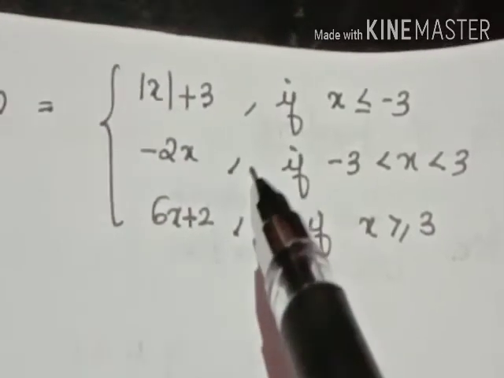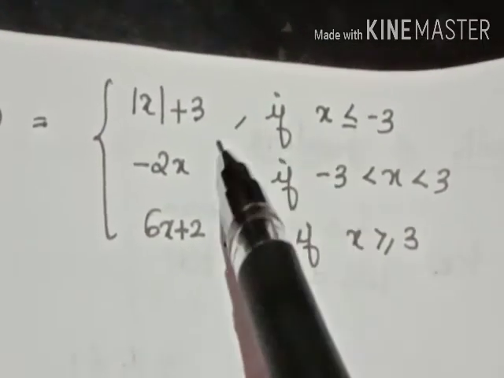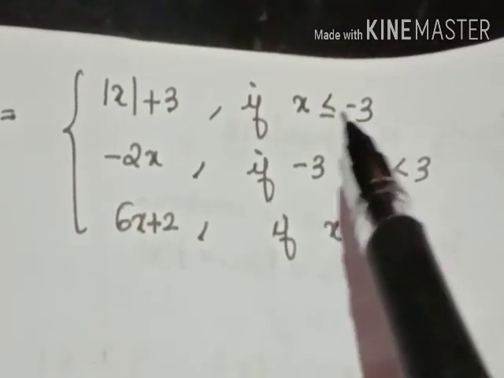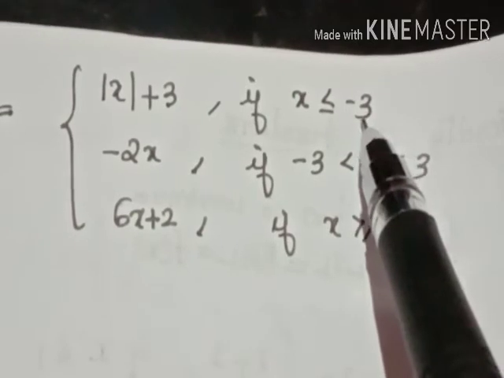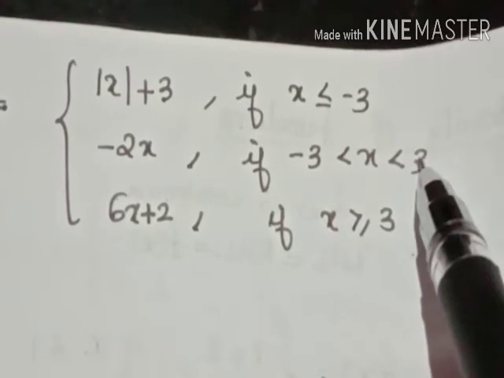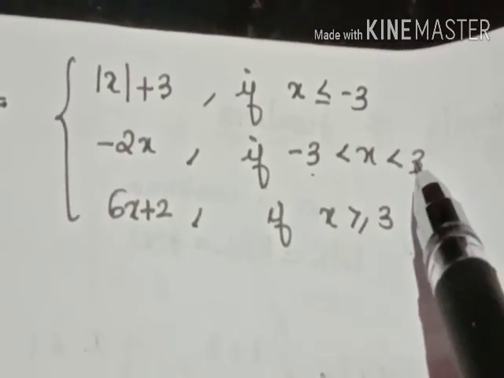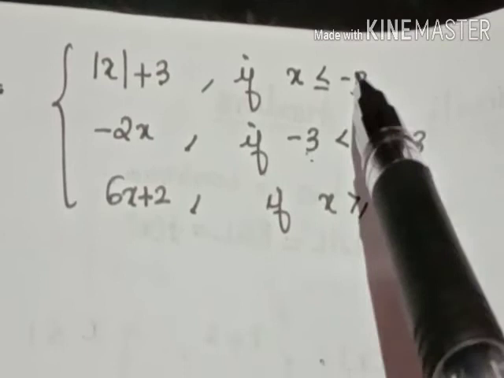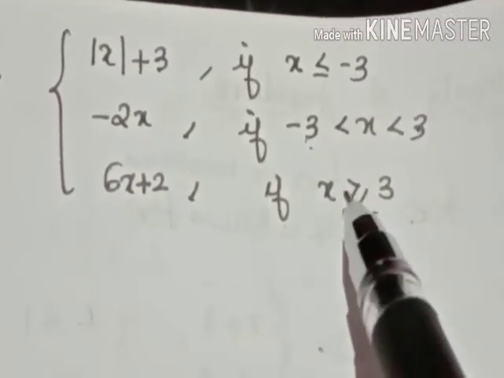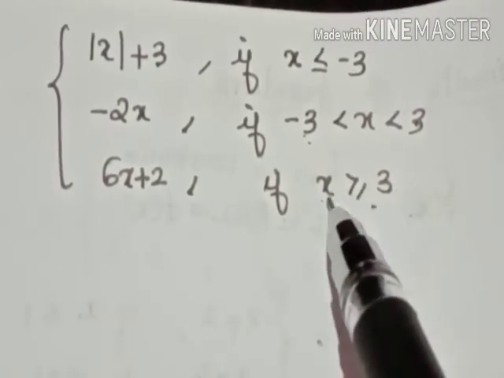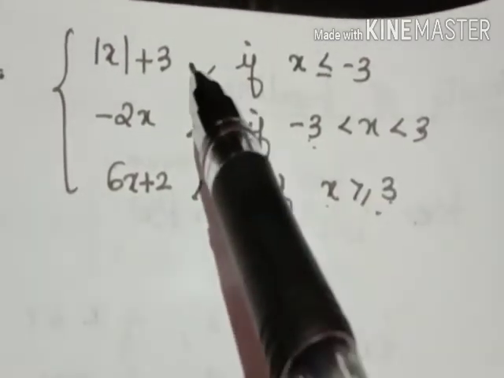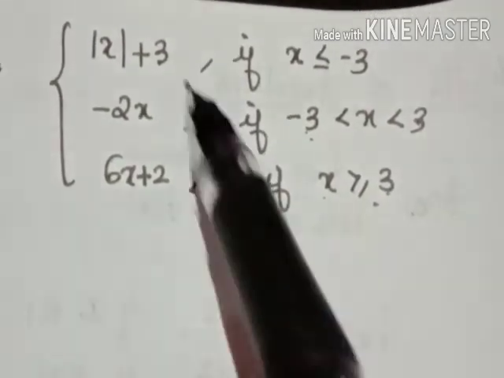Another example: f of x, three functions are given as per the three intervals. The first interval is x less than minus 3. The second interval is x lies between minus 3 and 3, where minus 3 and 3 are not included. Minus 3 is included in the first interval, and 3 is included in the third interval. x greater than or equal to 3 means x equal to 3 and more than 3. So in this manner f of x is divided into three.